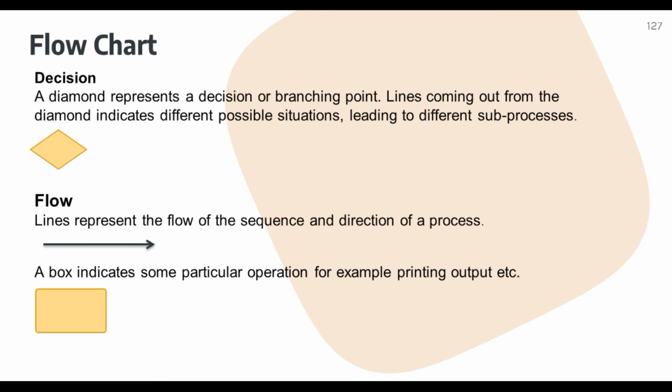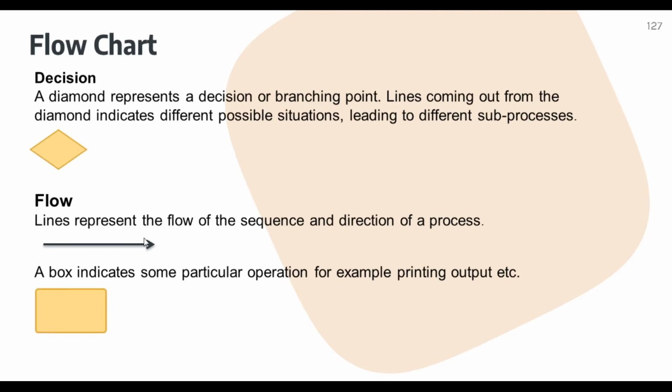Next in flow chart is the decision. You can see this diagram, that is the diamond shape. It is used to show the decision making process going on in the program, or we can say a branching point. These branching points are connected with the help of lines which come out from the diamond, indicating different possible situations: if the condition is true, what will happen, and if false, what will happen. It is also leading to different sub processes. Whatever process we perform will go through that.